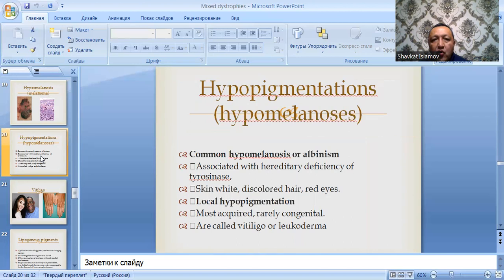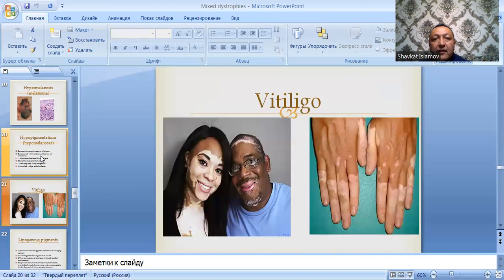Hypopigmentation. Common hypomelanosis, or albinism, is associated with hereditary deficiency of tyrosinase: skin is white, hair discolored, eyes red. Local hypopigmentation, most often acquired, rarely congenital, is called vitiligo or leukoderma. You see a picture of vitiligo.